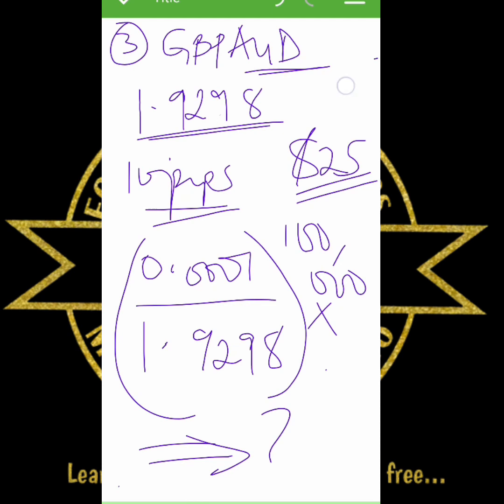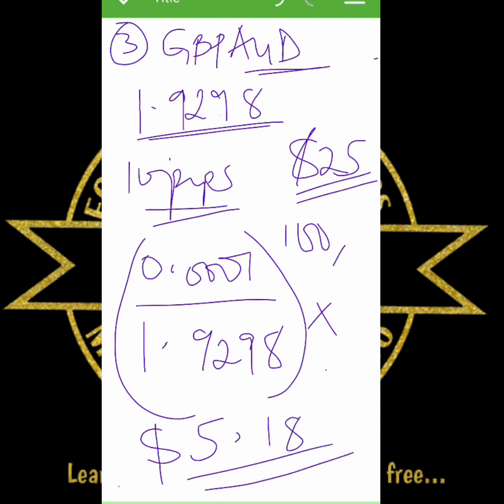But let's calculate this and let me give you the answer. If you do that, the answer will be 5.18. Okay, so I hope this was insightful. So please, try this on other currency pairs you can lay your hands on. It's just for you to know these things: the number of pips, and the pip value, which is the size of one pip, which is 0.0001.